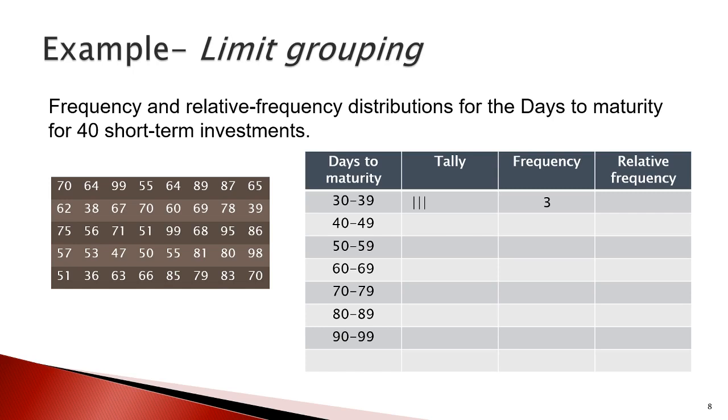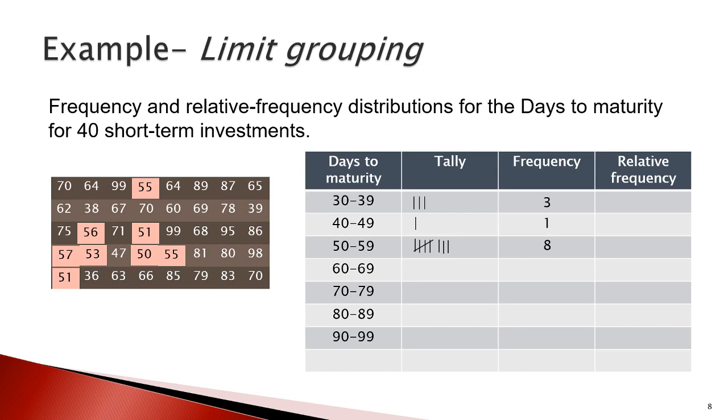Then for the next interval 40 to 49, there is only one observation, that is 47. So the frequency is 1, right? It's easy as that. The third interval is 50 to 59. So there are 55, 56, 51, 57, 53, 50, 55, and again 51. So there are altogether 8 observations within the range of 50 to 59. So the frequency is 8.